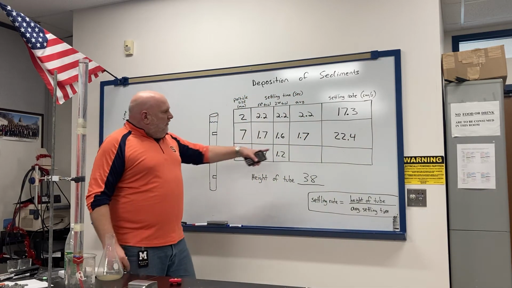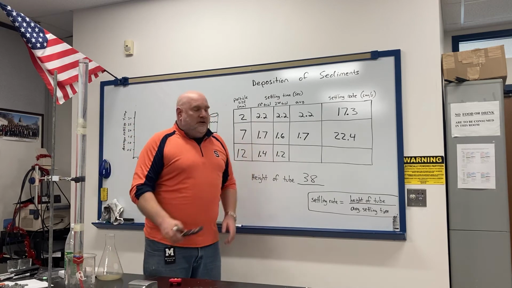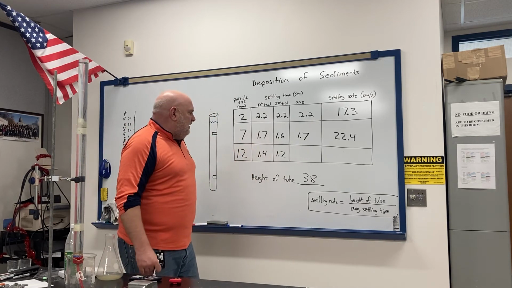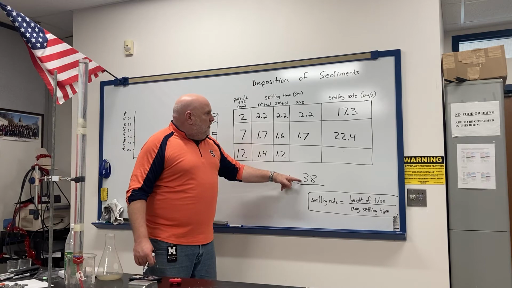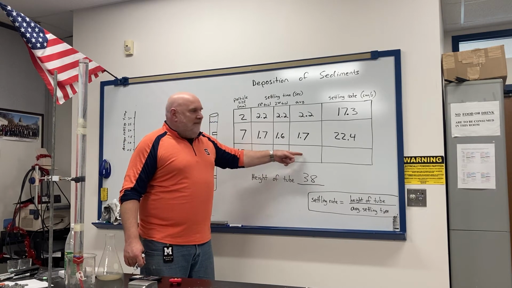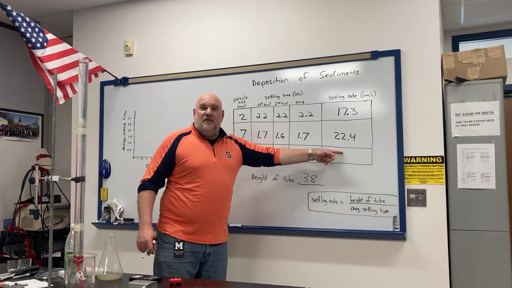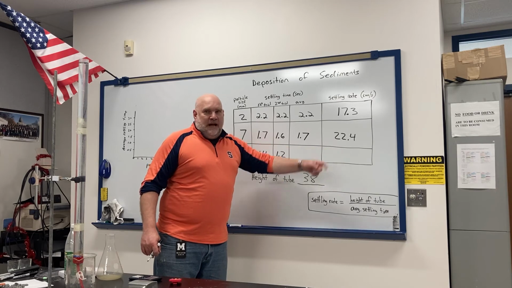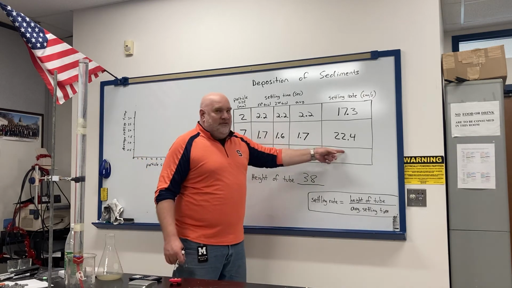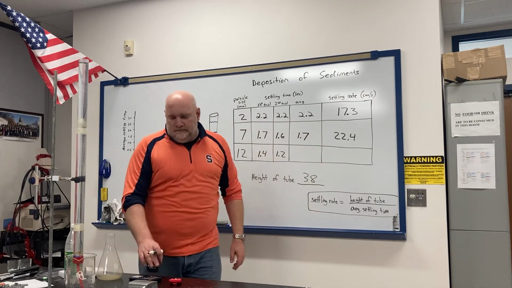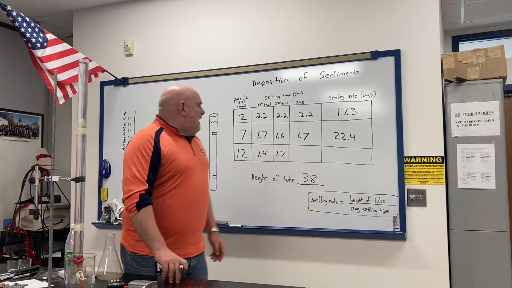And then for the 12 millimeter one, you're going to have to do that one on your own. So it's going to be the height of the tube divided by your average settling time. That will give you the rate it is traveling, and you want to round that to the nearest tenth. All right. Next.